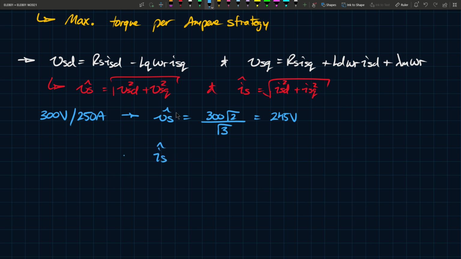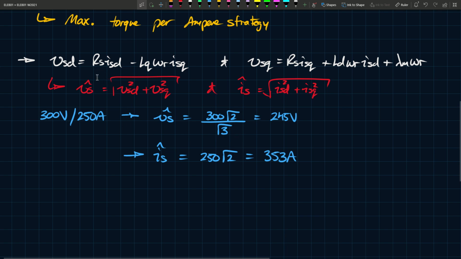And if you had the same thing for IS, you would say this is 250 root 2, and that would be 353. The reason I'm not dividing this one by root 3 is that in the configuration of the windings, there is no line to neutral current. It's all line to line based on the configuration. If it's in a different type of configuration, you can actually have line to neutral and line to line being different, but in most cases they are the exact same.